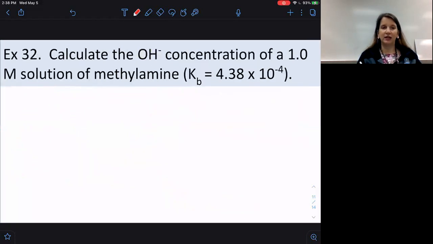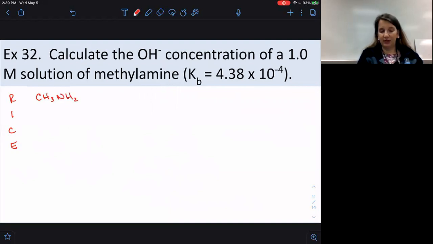Let's take a look at this next question. Calculate the hydroxide ion concentration of a 1 molar solution of methylamine. I can't remember what methylamine is. All right, look it up. Okay, so you have CH3NH2. Sorry about that. CH3NH2.